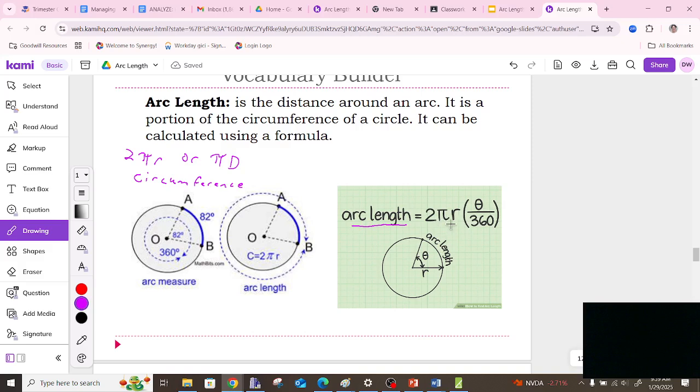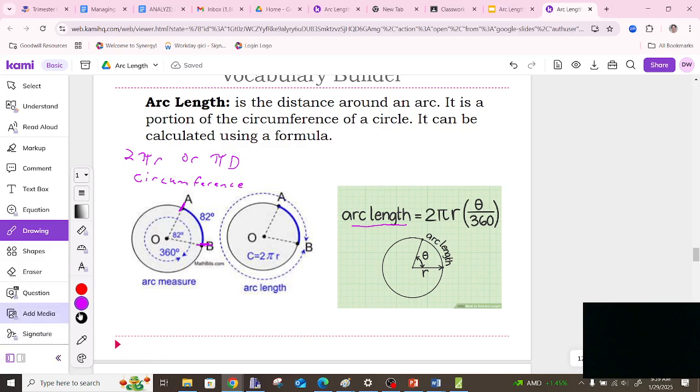So the formula for arc length is a fraction of the circumference formula. If 2 pi r is your circumference and I have a central angle, because I am only wanting part of the circumference, I am going to multiply the circumference by a fraction. That fraction is going to be the central angle over 360 degrees. Because what's the total circle? 360.